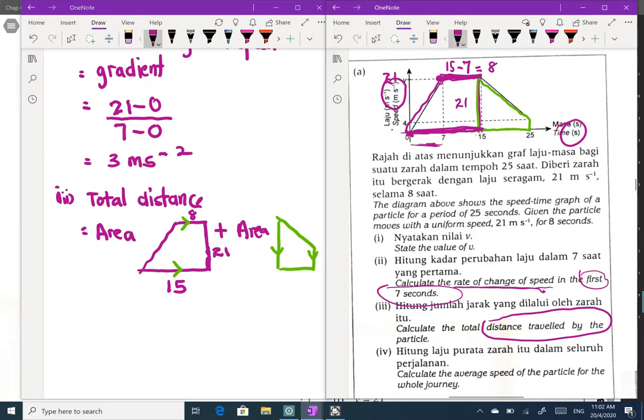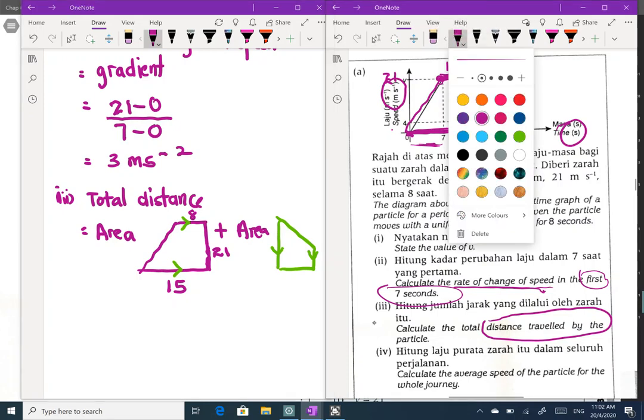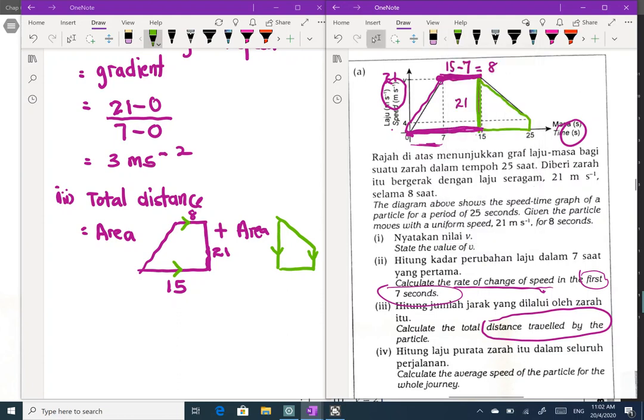Okay, now I go and see this one. How about the height? This one is 21. This one is 4. How about this one? So this one is 25 minus 15, so I get 10.